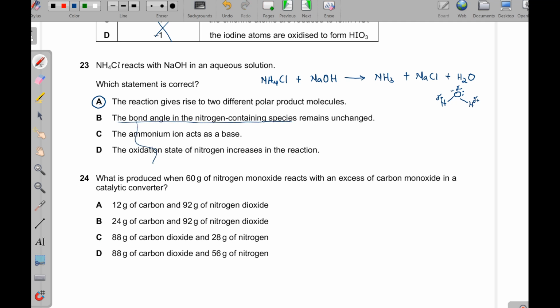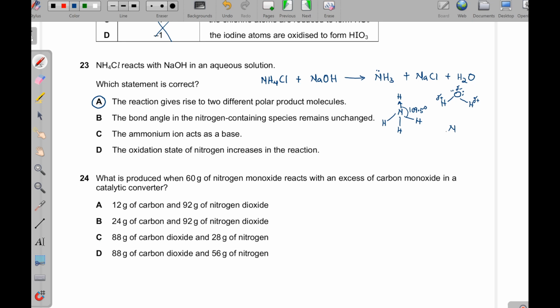Now I'm showing why these ones are wrong. The bond angle in the nitrogen containing species remains unchanged. For this one here, I will take the ammonium ion. So in the ammonium ion here, we have what we call the coordinate bond, where the lone pair on the ammonia is donated to a hydrogen ion or the proton. You see, when you look at this structure here, it is tetrahedral, that is 109.5. This is going to be the bond angle.